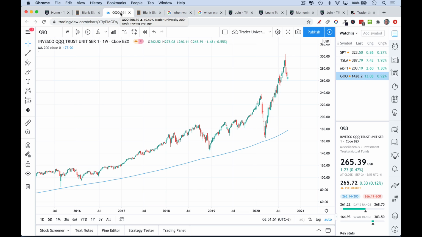So let me show you how to set up this indicator. I'm actually going to include a link in the description notes below.